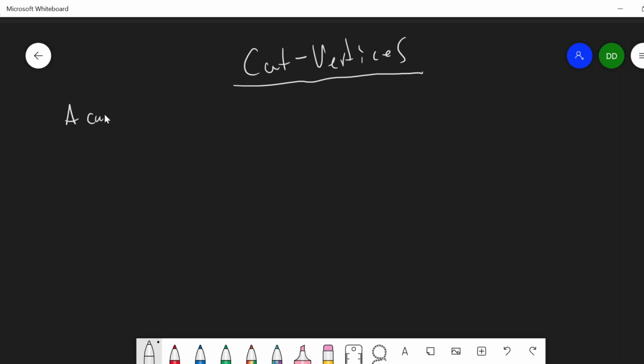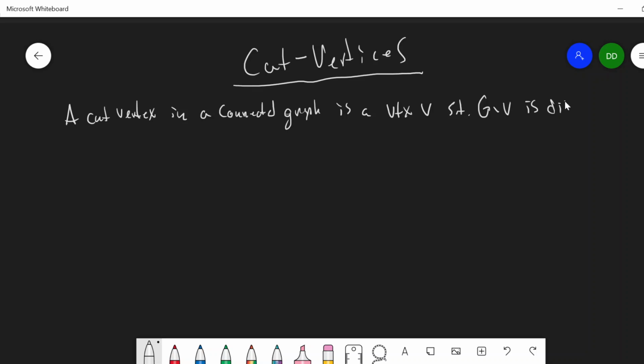A cut vertex in a connected graph. So if we have a connected graph, what's a cut vertex? It is a vertex V such that G minus V is disconnected. So that is, you start with a connected graph, and if you can identify a vertex in it such that its removal produces a disconnected graph, then that's a cut vertex.